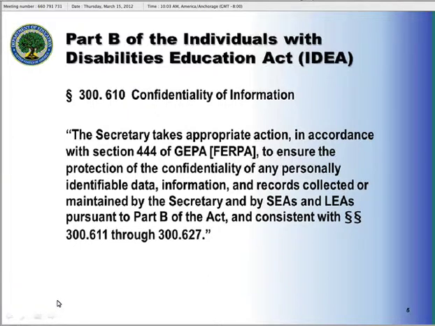Section 617(c) of the IDEA requires the Secretary of Education to take appropriate action in accordance with FERPA to ensure the protection of the confidentiality of any personally identifiable data, information, and records collected or maintained by the Secretary and by state educational agencies, or SEAs, and local educational agencies, or LEAs, under Part B of the IDEA. Today we will discuss many of those provisions, which are closely aligned with the requirements in FERPA.